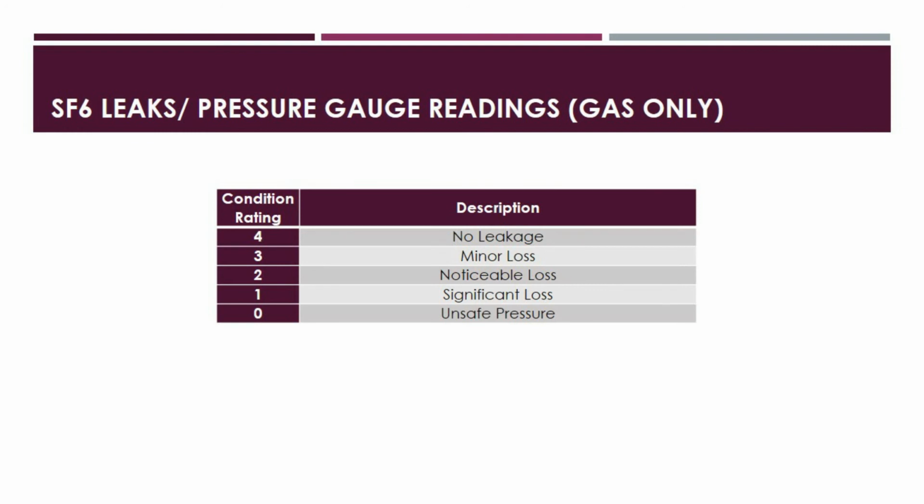For a rating of 1, it means that we have significant loss of SF6 pressure, but the gas pressure is expected to remain within the manufacturer's safe pressure level recommendations, and it could be addressed during the next scheduled outage. And for a rating of 0, it means that you have unsafe SF6 pressure, and this should require emergency repairs and/or replacement.